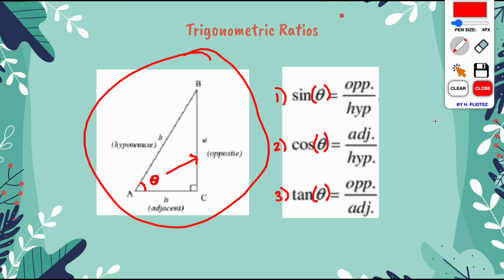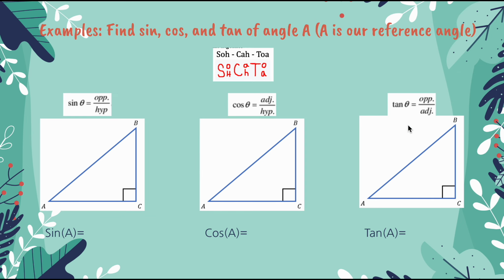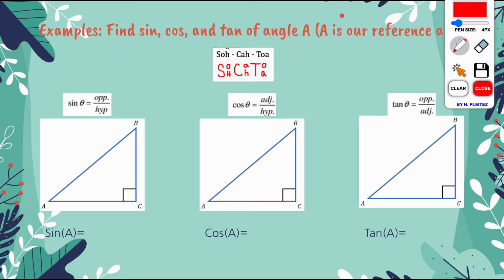Now we're going to get into some examples in this next slide right here. In these examples, we're going to be finding sine, cosine, and tangent of angle A. In this case, angle A is going to be our reference angle.